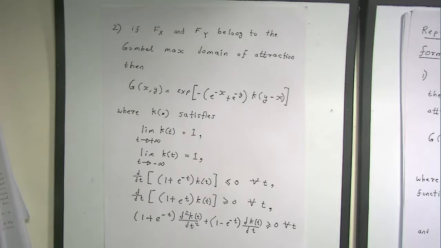So this representation and the representation over there are both equivalent to each other, right? They are both equivalent because they both apply in the case that the marginals belong to the complex domain of attraction. Okay, all right, guys. So that's number two.